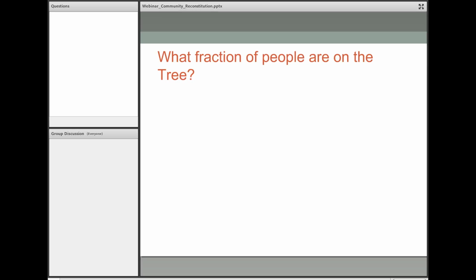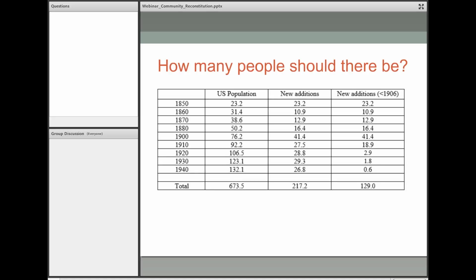But one question is, well, how many people should there be on the tree? So for the US, if you think about people who lived in the US between 1850 and 1940, there should be about 217 million people. The way you get this is in the 1850 census, there was 23 million people living in the United States. In 1860, it had gone up to 31 million, but of those, 10.9 were new additions to the population, new births or immigrants. And so you can actually add up the new additions to the US population each year, and you get 217 million people that should be on the tree.